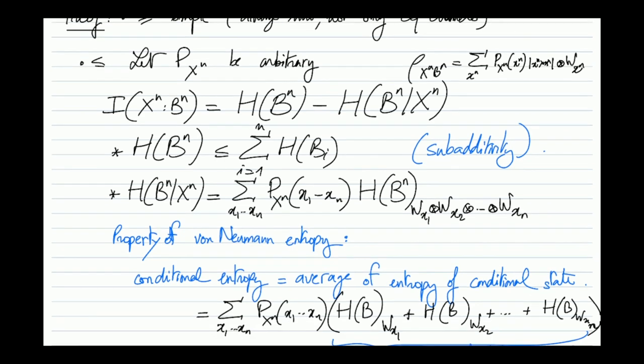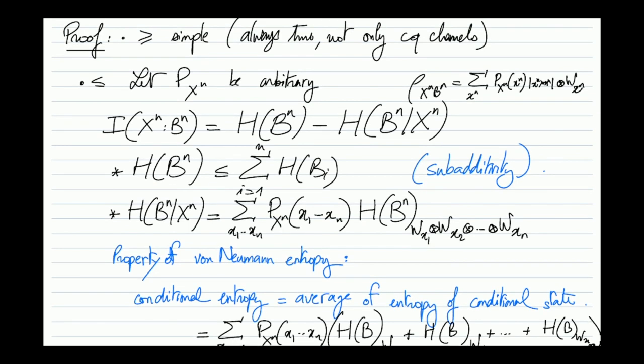Now remember my objective is to relate this to the mutual informations of just one single use of the channel. Not n uses, but I want to decompose this into single uses. So the natural thing to do for this term is to use subadditivity: the entropy of B1 to Bn is smaller than the sum of the entropies of the individual systems B. By the way, a notation, I'm not sure I fully introduced it: when I use a notation like this, I just mean x1 to xn.